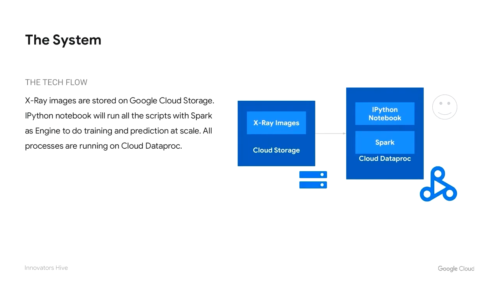And this is the overall system that we would like to implement for this use case. So basically, I will store the X-ray images on something called Cloud Storage. This is basically virtually unlimited storage for files on Google Cloud. So I have probably 20,000 to 30,000 X-ray images, and I can upload them to Cloud Storage without any limitation and then read them using Spark on Cloud Dataproc and write all my code in an IPython notebook. So basically, this is the overall architecture that I would like to implement in this use case.